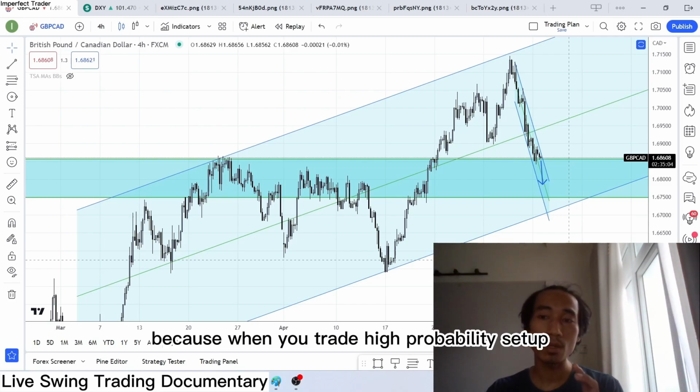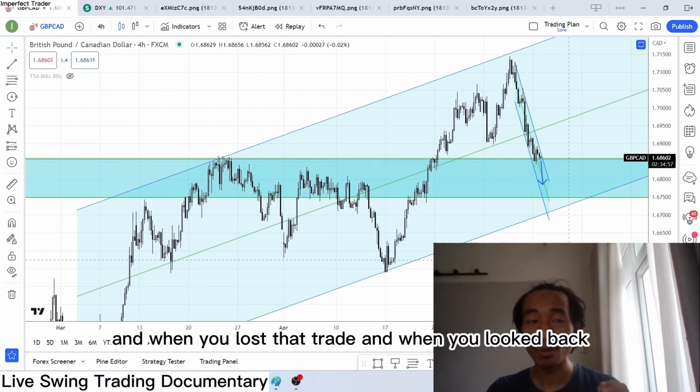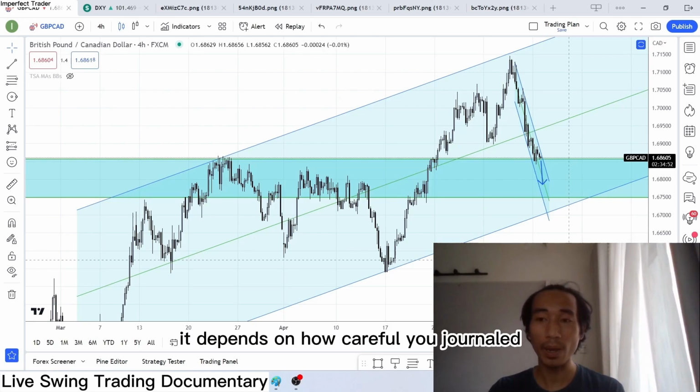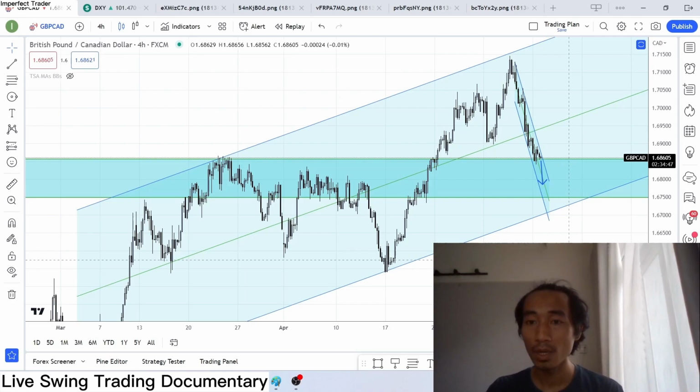Because when you trade a high probability setup with a lot of confluences together, and when you lose that trade and look back, it depends on how careful you are. You're going to learn a lot from that trade.